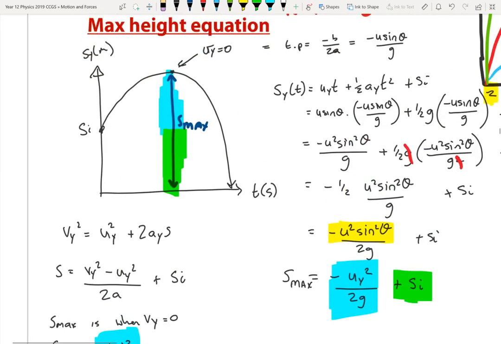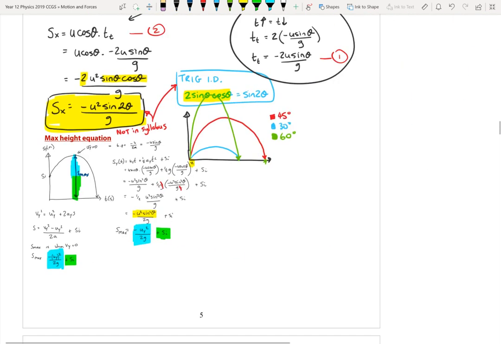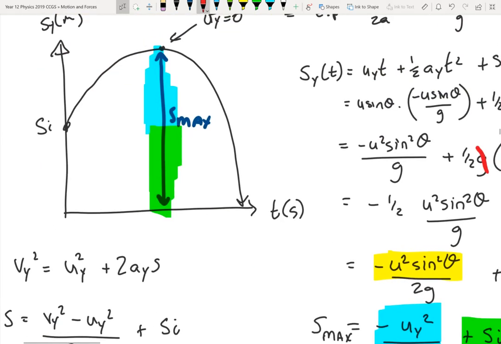So I had an example. Let's suppose S initial was plus 4, and let's suppose that we threw something up with an initial vertical component uy equals plus 5. So I haven't given an angle, I haven't given the speed, let's just figure out the vertical component. We're not going to worry about any horizontal stuff for this question, okay?